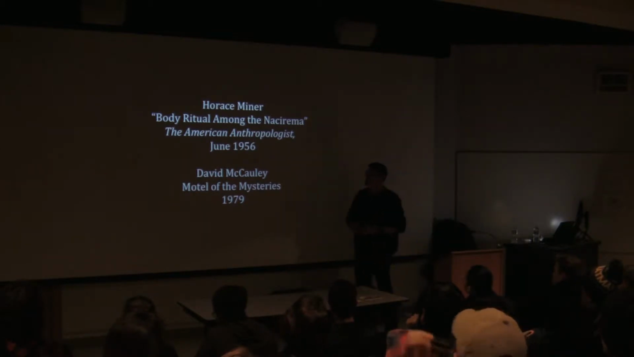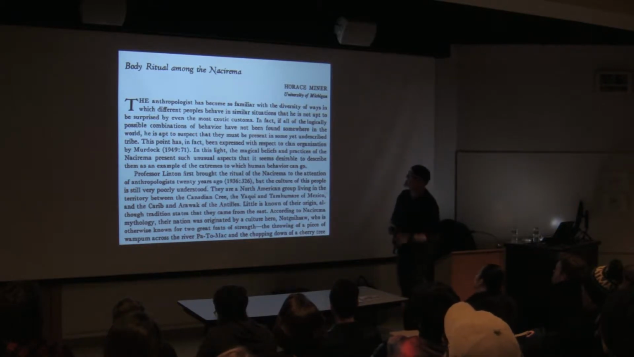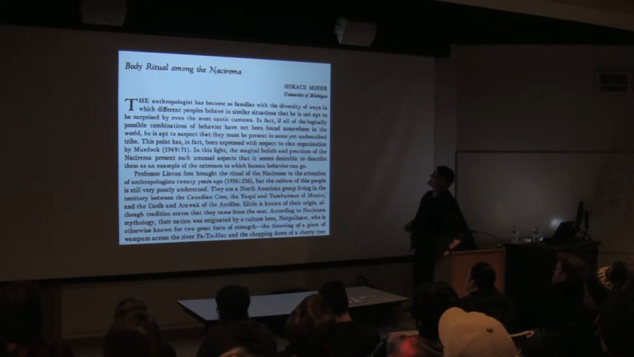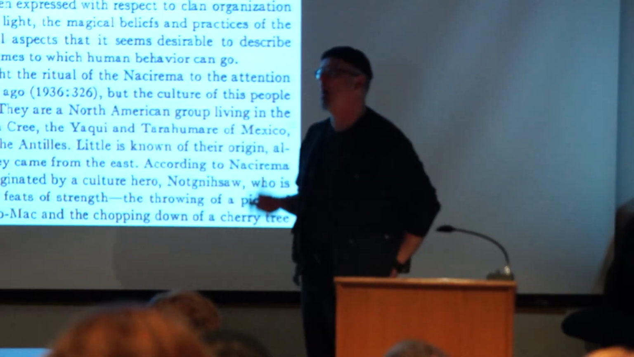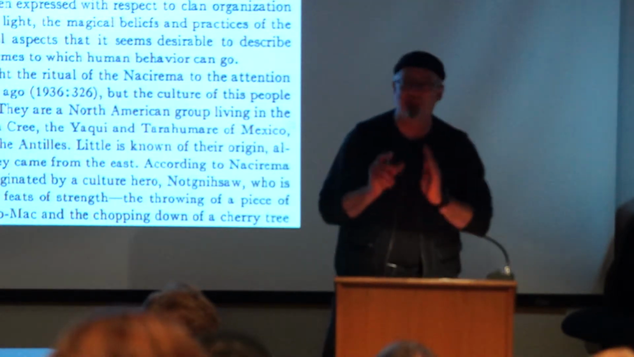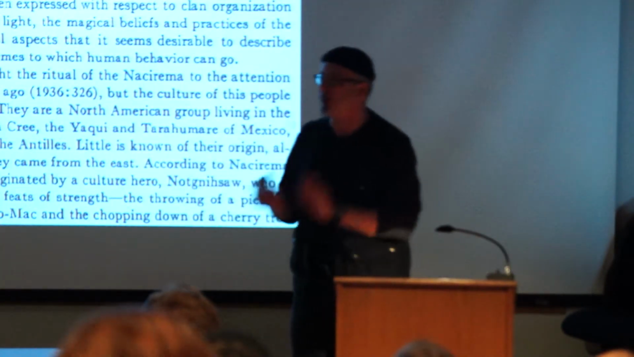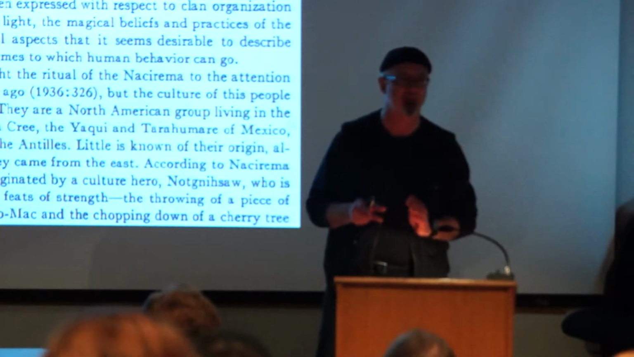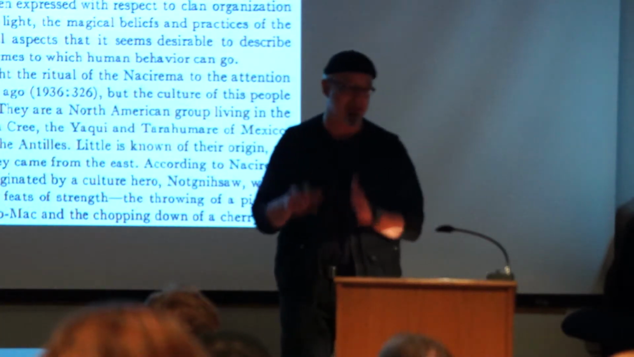One is Horace Minor. In 1956, he wrote an article in the American Anthropologist called Body Ritual Among the Nasarima. And he writes, the anthropologist has been so familiar with the diversity of ways in which different peoples behave in similar situations that he's not apt to be surprised by even the most exotic customs. And he goes on to describe how this particular culture has special rooms in every house where they go in and they perform personal grooming rituals. And the opulence of a house is often measured in terms of the number of such ritual centers it possesses. So if you're very affluent, you'll have more of these special grooming rooms in your house.